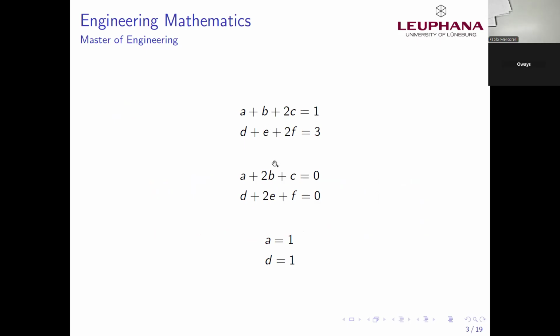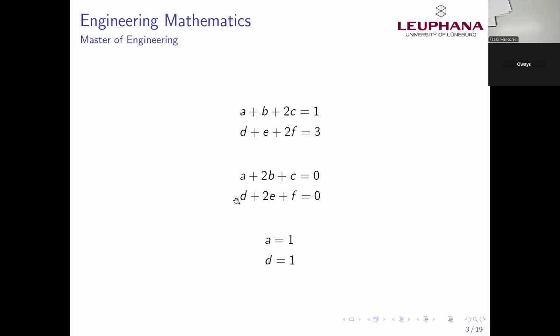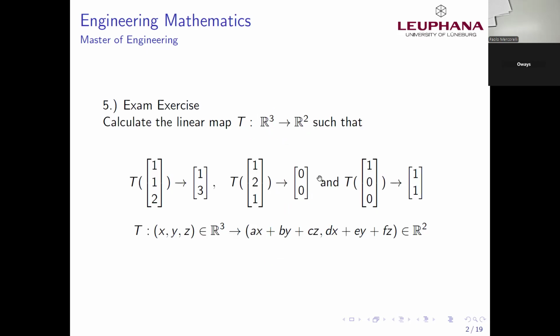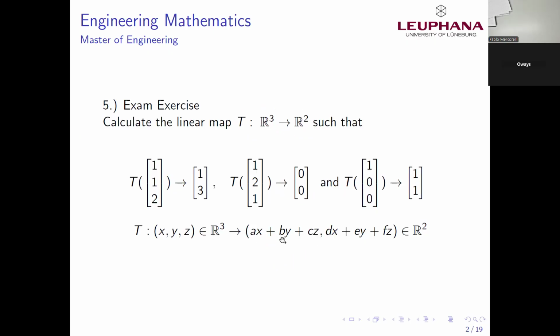And I can do the same here. If you look at (1,2,1), it is mapped into (0,0), so I have exactly the first component mapped into 0 and the second component mapped into 0. Look at this, extremely easy. (1,0,0) is mapped into (1,1), so A equals 1, D equals 1. Because if you look here, just A will survive. Because this will not be there, this will not be there, just D will survive.